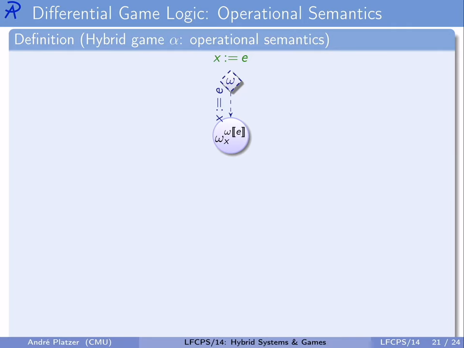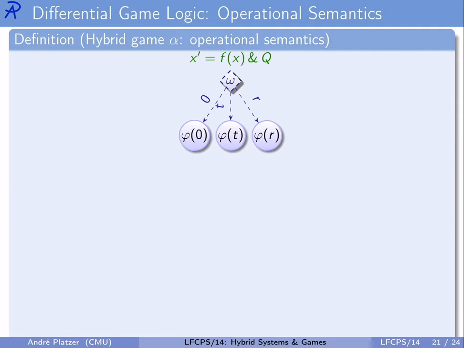First thing to do is the assignment game, where if we're playing a game of assignment, all that is happening is that we go from the old state omega to a new state that has the only change, the value of the variable x changed, and what it has changed to is exactly the value that the right-hand side expression has in the old state omega. So no choices were actually necessary in assignments.